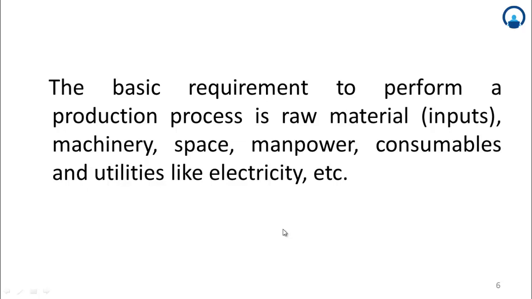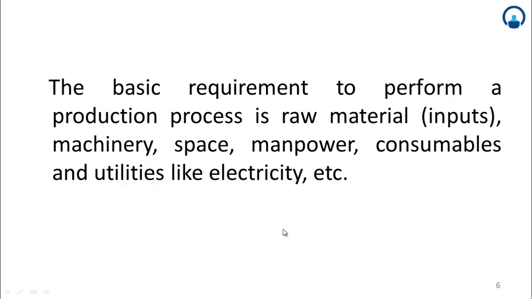Apart from this, you need consumables. Consumables are those items which are used in the process but certainly will not be present in the end product. For example, welding electrodes. Part of the welding electrode would be there in the welding, but that is not the major item. It's still called a consumable. You need utilities like electricity, gas, etc.